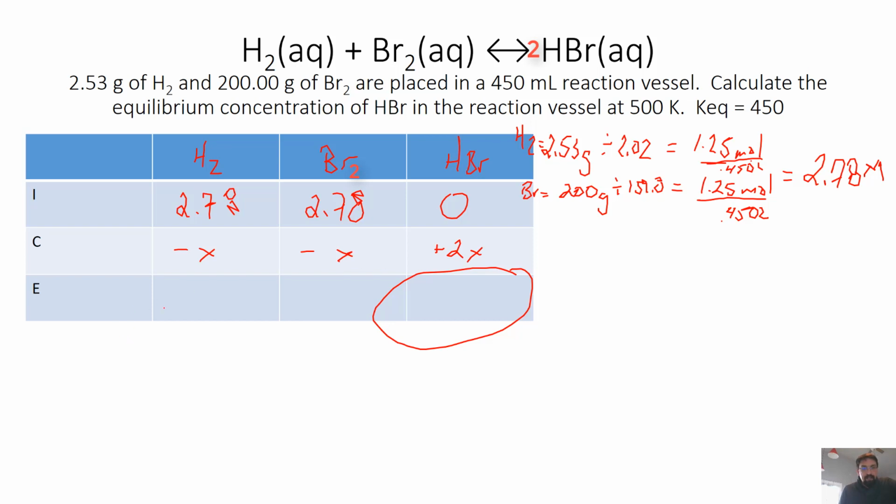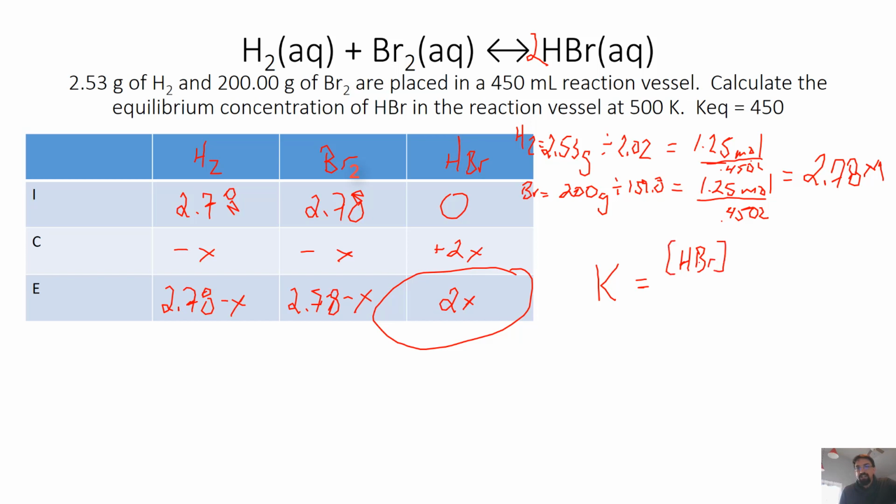That means that this problem is going to wind up being 2.78 minus X, and this problem is going to be 2.78 minus X. And this is just going to be 2X at the end. Question is, what's the value of 2X? Well, we're going to have to plug into the K in order to find this out. So we know that the K should be, oops, this equation is not balanced. I'm going to put a 2 right there, coefficient, because I'm noticing that that's going to be important.